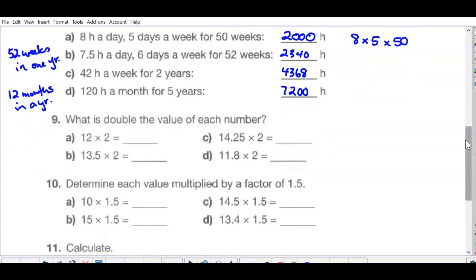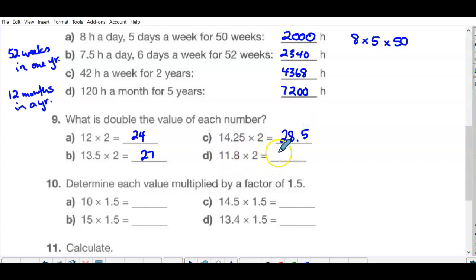Now, sometimes when you get paid overtime, you get paid double time or time and a half, and that's why there's practice here. What is double the value of each number? So this was your rate of pay, and you get paid double the amount. 2 times 12 is 24. That's all that this is practicing. 2 times 13.5, think about not using your calculator. 2 times 13 is 26. 2 times 0.5 is 1, so that would be 27. 2 times 14 is 28. 2 times 0.25 is 0.5.